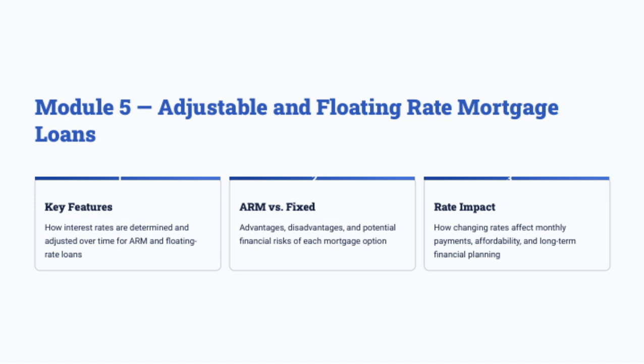Finally, understanding how interest rates are determined and how they can adjust over time is key. For ARMs and floating rate loans, rates are tied to specific benchmarks or indexes, and they can fluctuate periodically. This means your interest rate can change, impacting your payments and financial planning. Recognizing these key features helps you make more informed decisions, aligning your mortgage choice with your financial goals and risk tolerance.